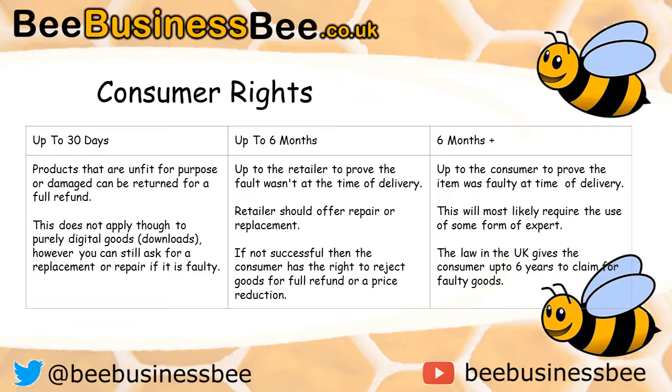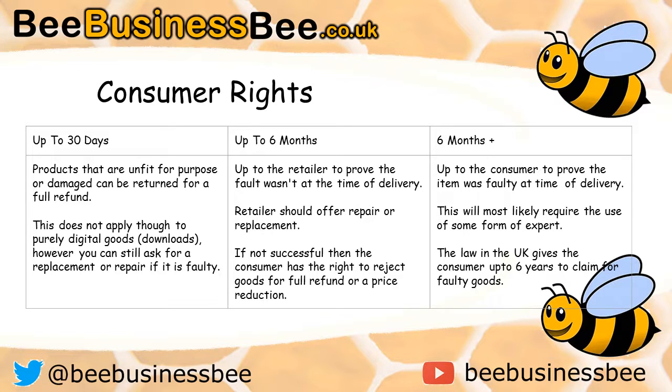Now, of course, the next time frame that's set in there is up to 6 months. So basically, after 30 days, we're going to the up to 6 months area. Up to 6 months, the retailer has to prove that the fault wasn't present at the time of delivery. So the emphasis is on the retailer and the proof there. The retailer should offer you a repair or replacement. If it's not successful, so the repair they carried out isn't successful, then you, the consumer, have the right to reject that good and ask for a full refund or a price reduction. So you've got to give them a chance to make the repair first. Of course, you could ask them to make another repair if you wish to.